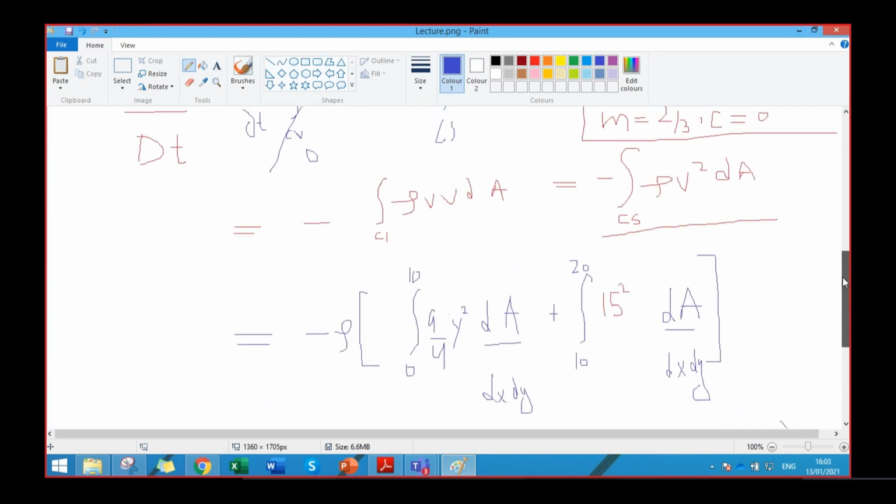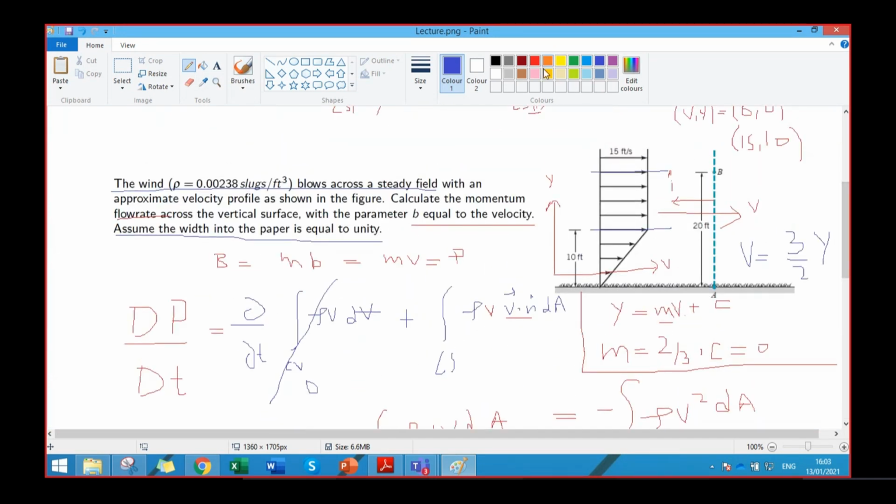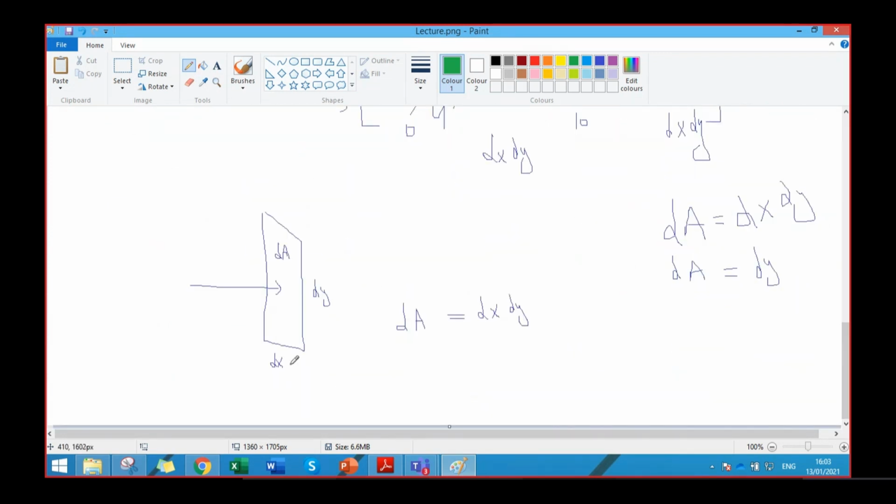Yes, sir. But the problem has told you to assume the width into the paper equal to unity, that is dx is 1, right? So area will only vary with dy. So dA is only equal to dy, or we just multiply 1 by dy, it would be dy. Clear?